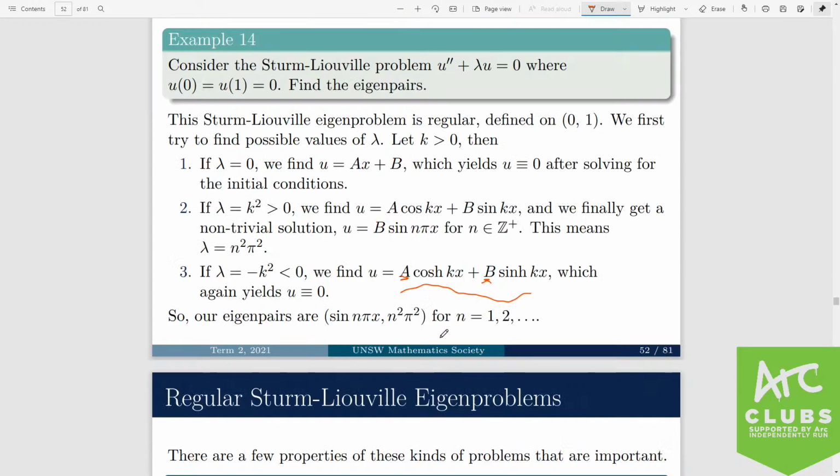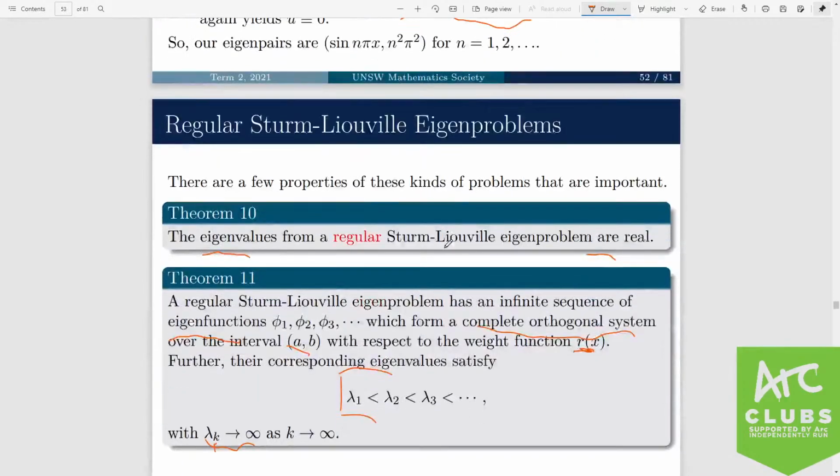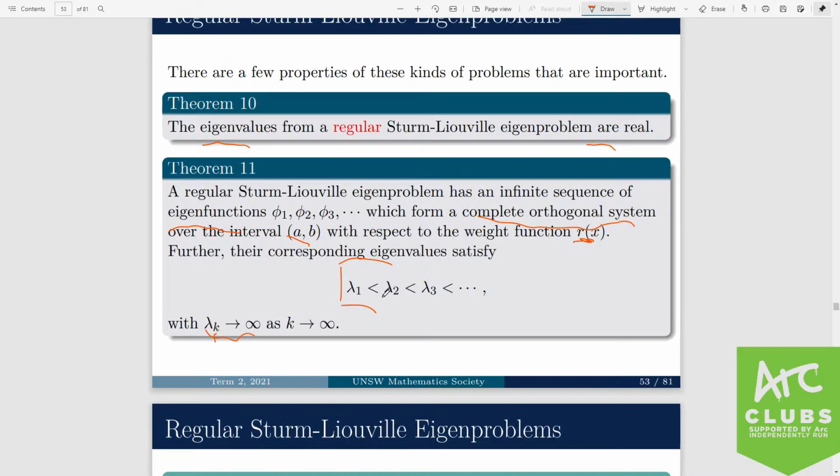And as we can see, our lambda n here, as n goes to infinity, then this will go to infinity. So that holds up with what we said here.